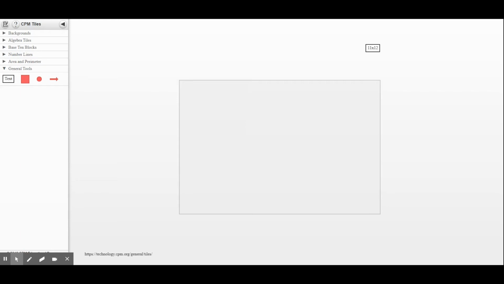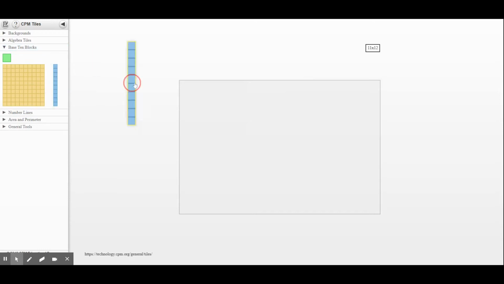Welcome to part 2 of the 3-part series, 2-digit by 2-digit multiplication. In this video, we will build the question using the base 10 blocks. So go ahead and build 11 multiplied by 12 using your base 10 blocks.